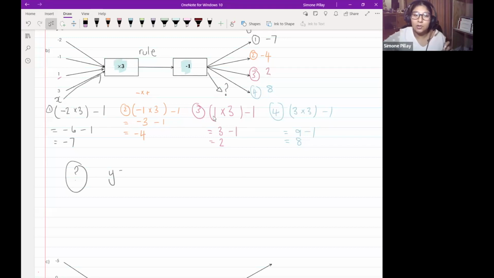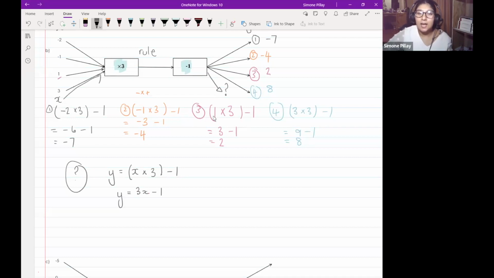Now y is going to be equal to x, because remember, to get my output, I take my input, I apply my rule, and I get my output. So I took my input, I applied the rule, and that's going to give me my output. And so what you'll see is we actually now have an equation, and I can simplify this to y is equal to 3x minus 1.